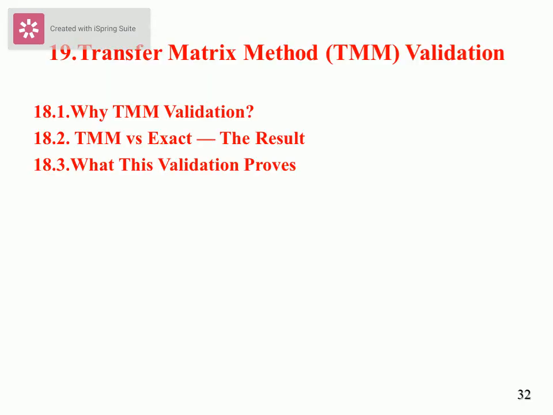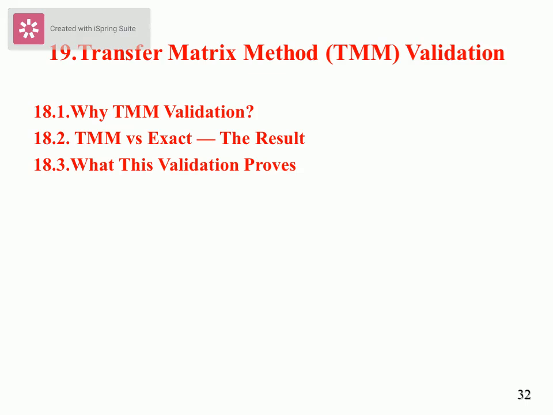Now let me show you how we validated our WKB model. We use an independent numerical method called the transfer matrix method. Why did we do this? Because WKB is an approximation. We wanted to check if it is accurate. So we divide the barrier into 1000 thin slices and solve the Schrodinger equation numerically. The result: the TMM and our analytical WKB match exactly up to machine precision. The error is practically zero.